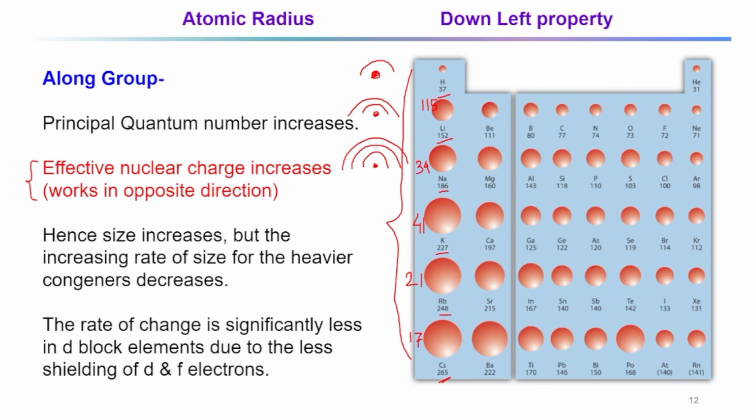So along the group, the atomic radius increases. Okay, what is the major factor? The major factor is that the principal quantum number is increasing as we go from top to down, and more and more shells are being added. So that's why the atomic radius is increasing.